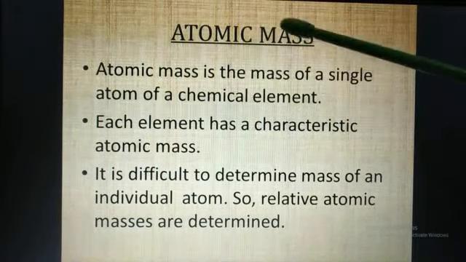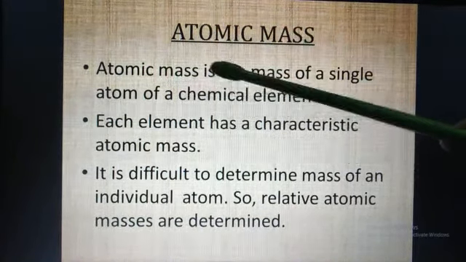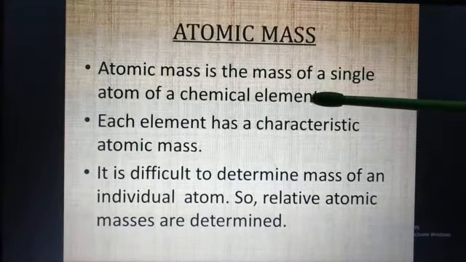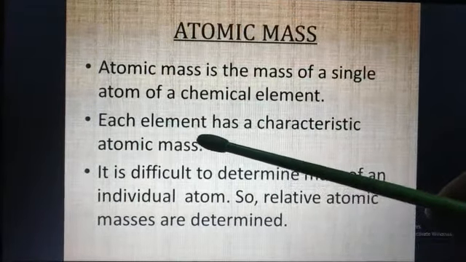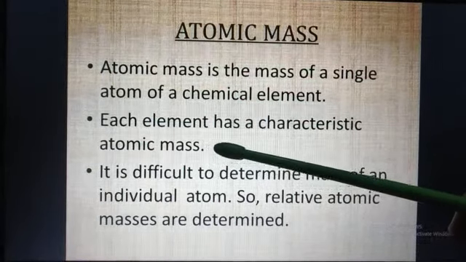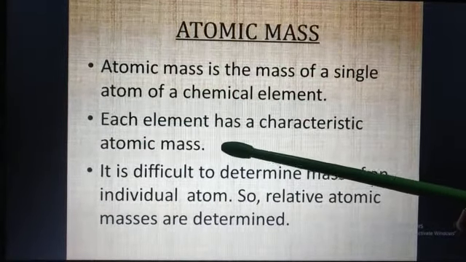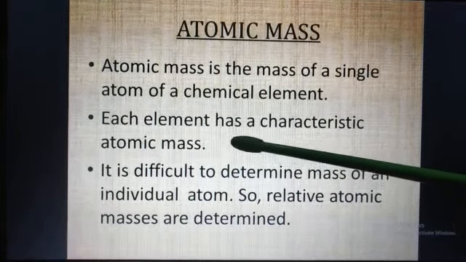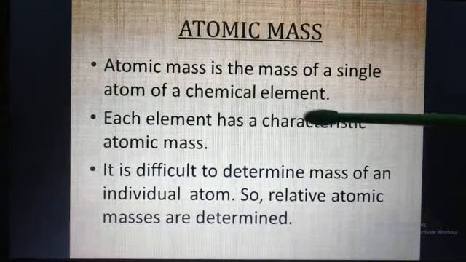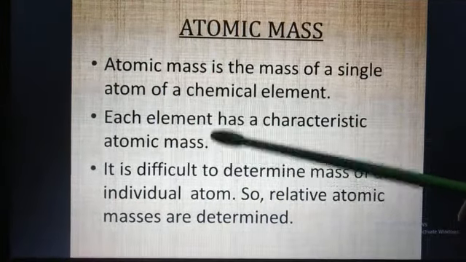Let's come to atomic mass. Atomic mass is the mass of a single atom of a chemical element. Each element has a characteristic atomic mass, like atomic mass of hydrogen is equal to 1U, atomic mass of carbon is 12U. So every element has a characteristic atomic mass.